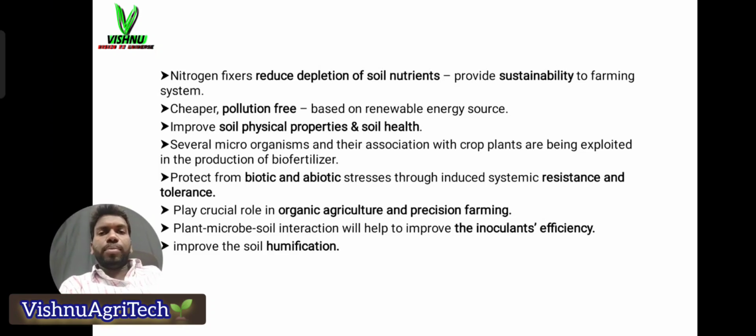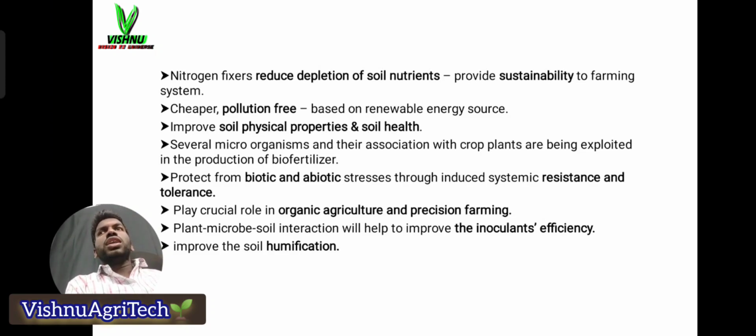They are cheaper and pollution free, because biofertilizer is from living microorganisms, not from chemicals, so it is pollution free to the soil, air, and environment. Based on a renewable energy source, they improve the soil physical properties and soil health. Soil physical properties mean soil texture, soil structure, and color. And soil health, soil fertility, and several microorganisms and their association with crop plants are being exploited in the production of biofertilizer. They protect from biotic and abiotic stresses through induced systemic resistance and tolerance. They play a crucial role in organic agriculture and precision farming.